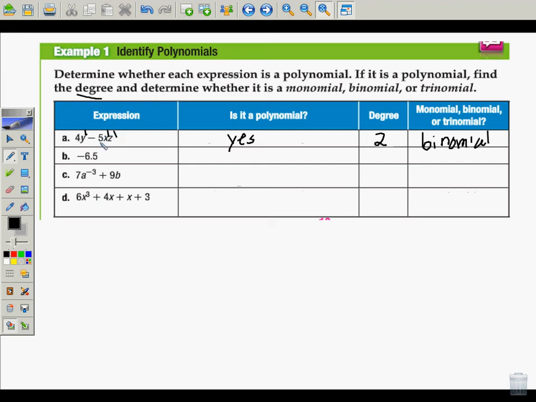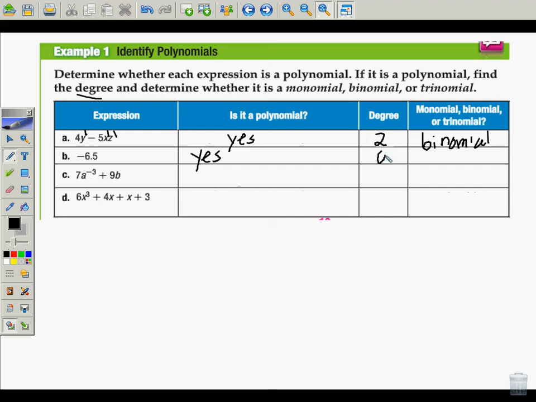Now, negative 6.5, is it a polynomial? Yeah, because this is a monomial. Any number is always going to be a monomial, which automatically makes it a polynomial. It's a constant. It has no exponents and no variables, so we know it's obviously to the degree of 0. And I've already said it's a monomial because it's just that one term.